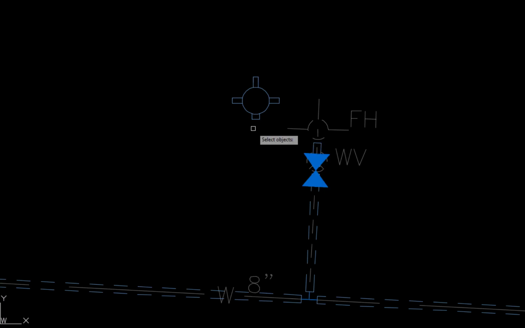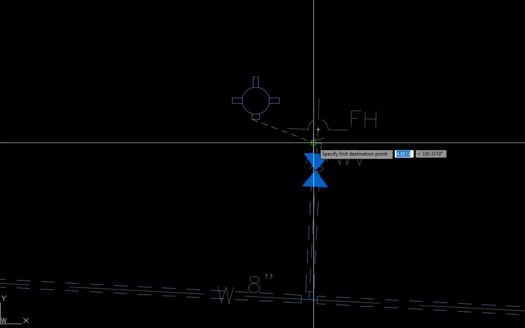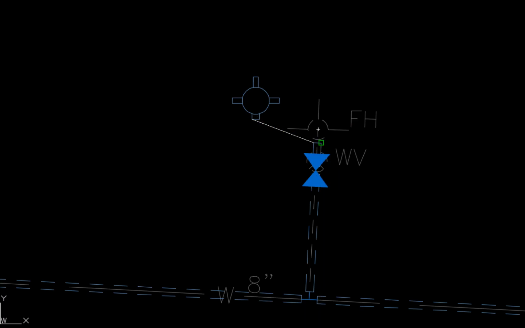AL, enter to start the align command. Pick the fire hydrant block, specify first point, pick a corner of the pipe connection, pick the corresponding corner of the pipe, pick the other corner of the block, pick the corresponding corner of the pipe, enter, enter. Repeat for other fire hydrant locations.